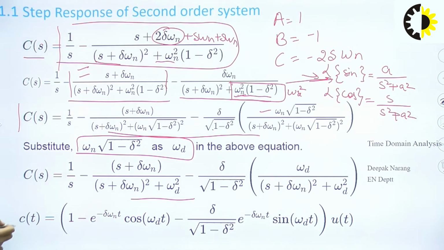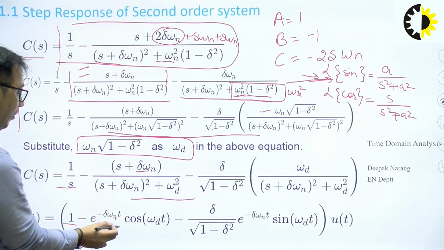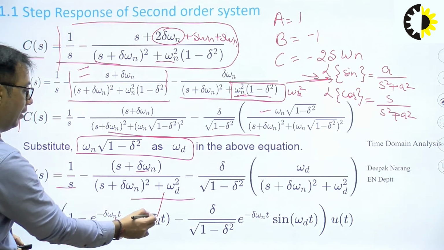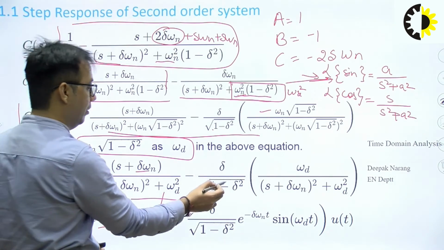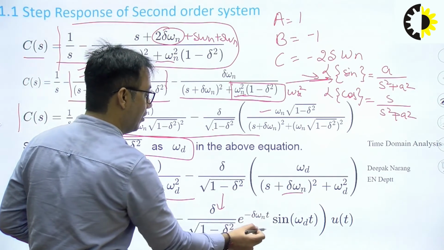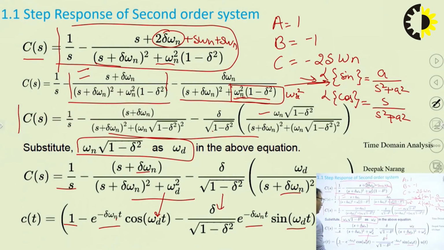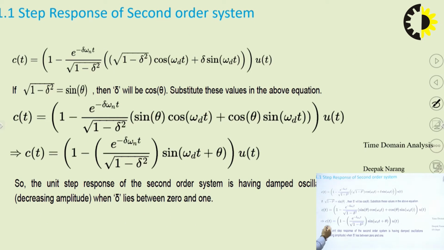Now take the Laplace inverse. The Laplace inverse of 1 by s is equal to 1, and for this it is e raised to power minus delta omega n t cos omega d t. This will come as it is. For this, e raised to power minus delta omega n t and sin omega d t into u(t). So we have derived the complete time response. We can make further manipulations in this time response.